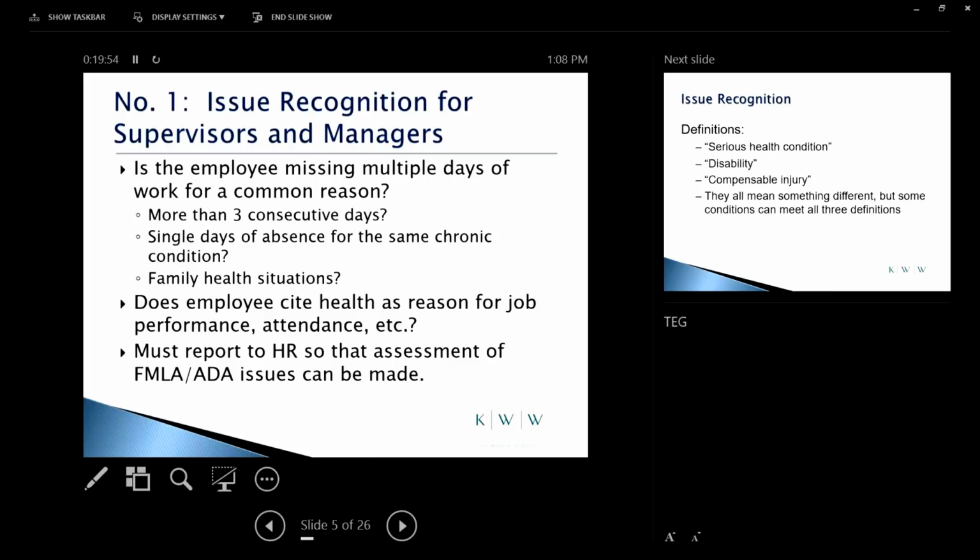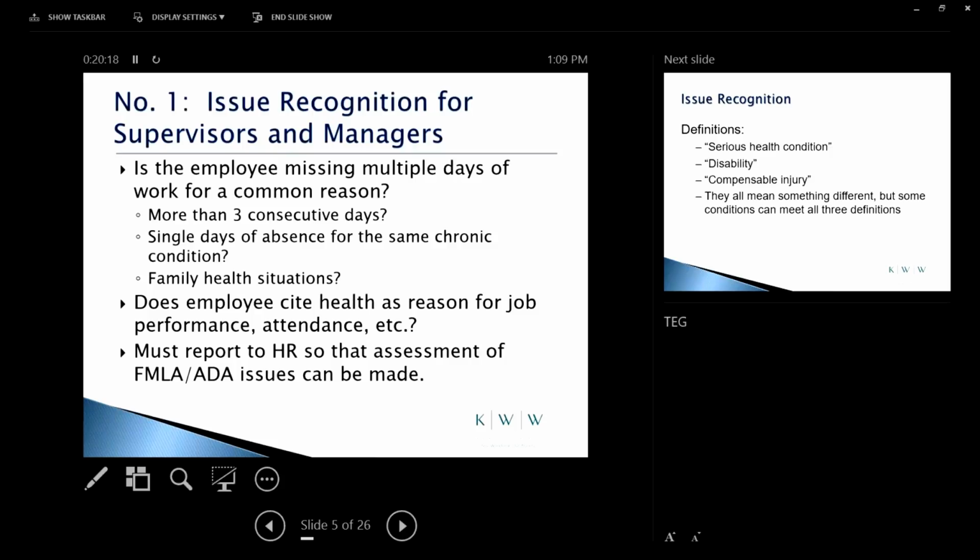Okay, so let's dive into the 10 best practices. The first one is issue recognition for supervisors and managers. You've got to take the time and effort to train supervisors and managers so they know what they need to report to you in HR. They need to be a conduit, not a filter.